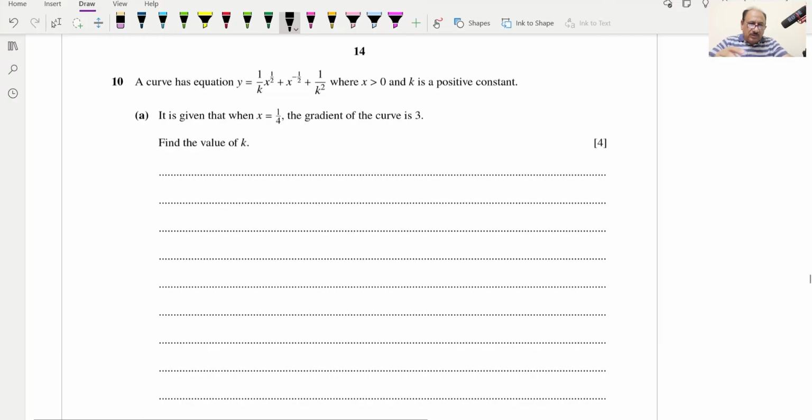Now question number 11. Question 11 says a curve has equation this, where x is greater than 0 and k is a positive constant. So a part: it is given that when x is equal to 1/4, the gradient of the curve is 3. Find the value of k. This is a 4 mark part.